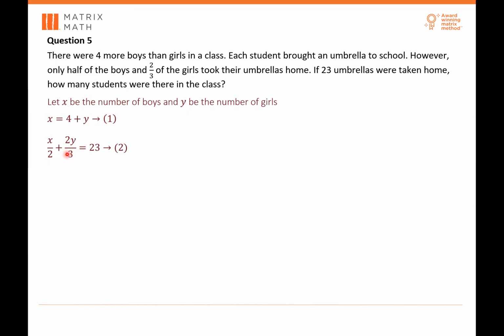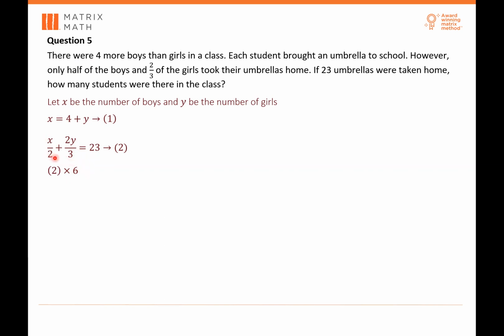Okay, so I'm actually counting the number of umbrellas for my second equation. Now, once we jot down these 2 equations, I look at the second equation. What do I multiply by 6? I'm trying to get rid of the fraction. I don't want denominators. So I'm trying to make it into one single equation without any fractions.